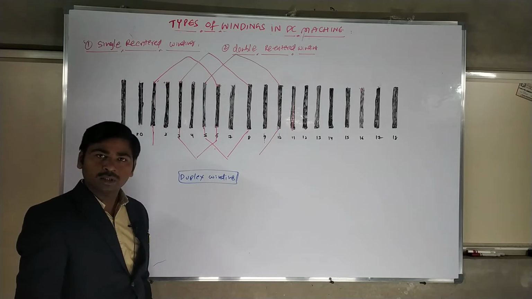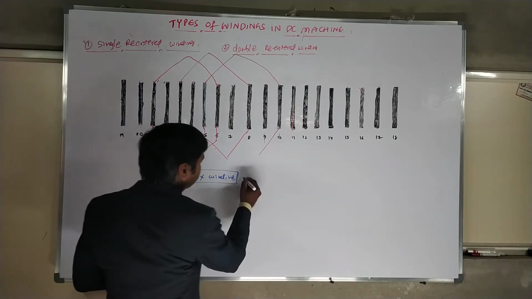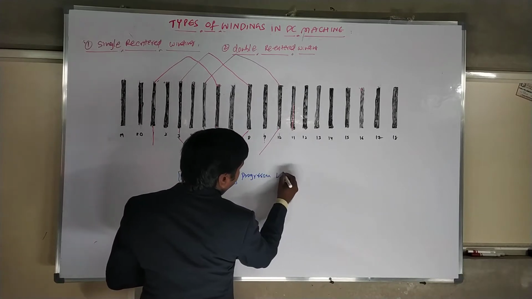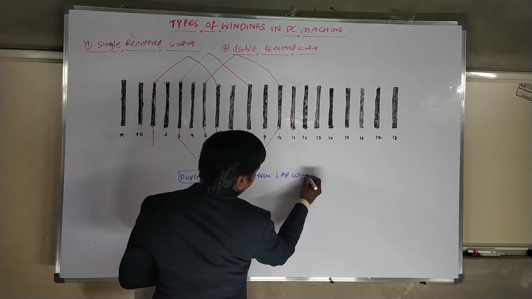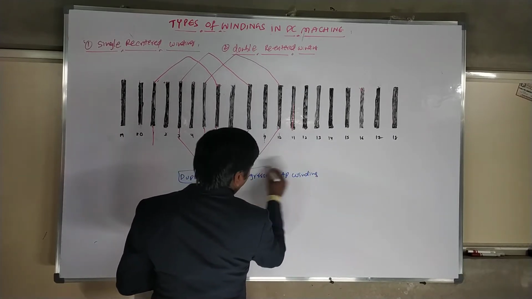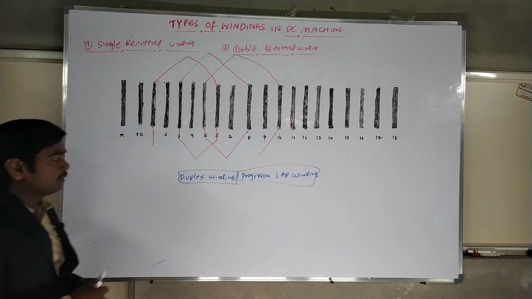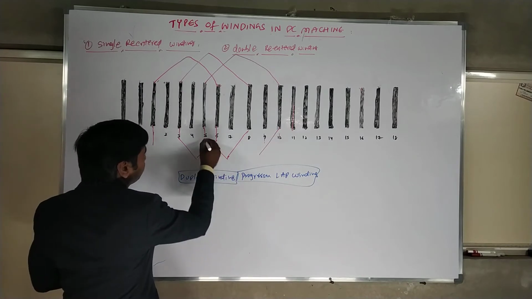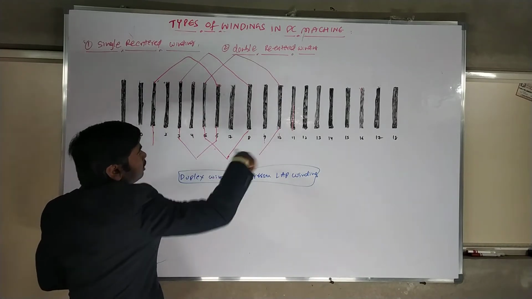Duplex progressive lap winding. If you want, I will write it: duplex progressive lap winding. Progressive duplex lap winding. In the progressive manner, the lap winding is going on, and the winding should keep on going.